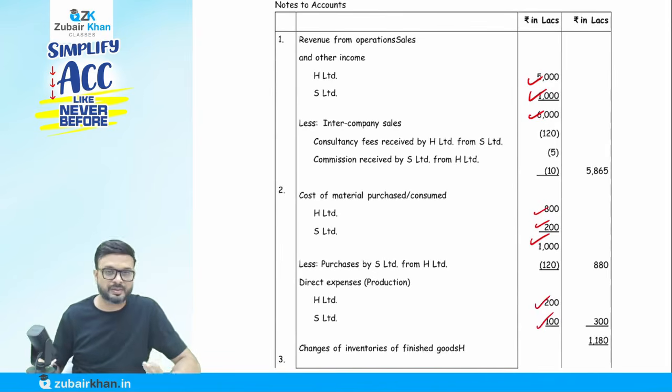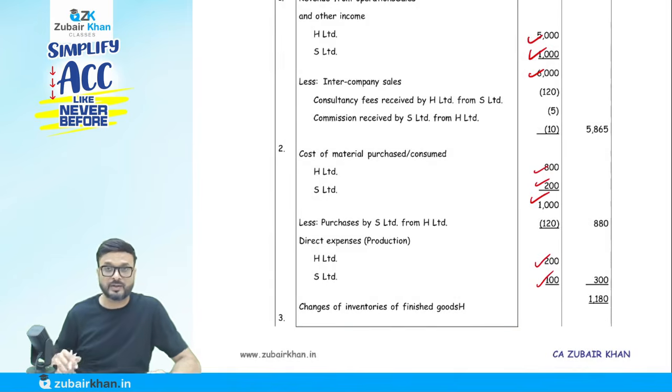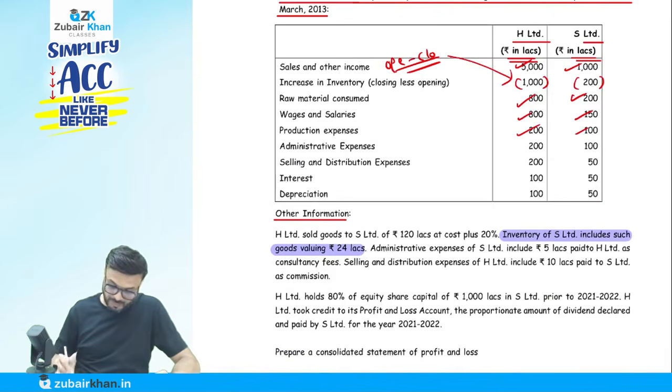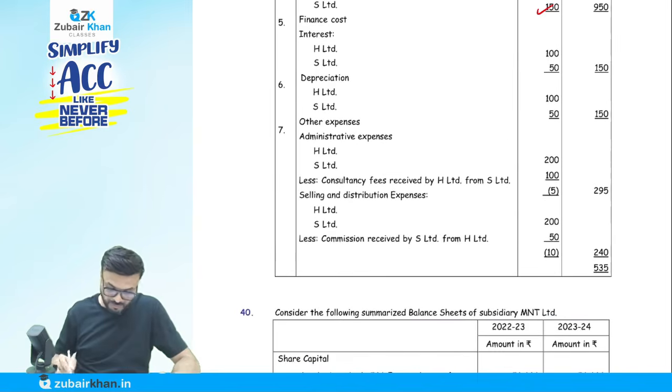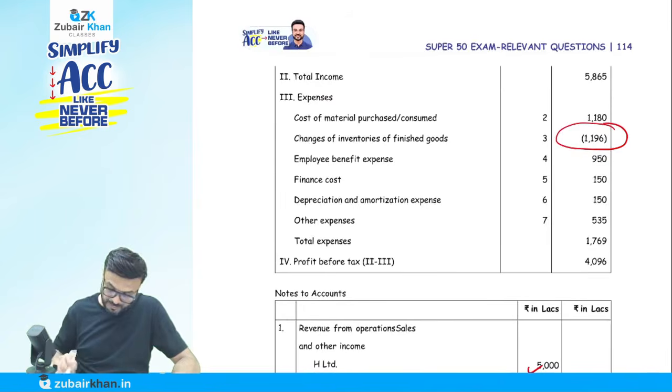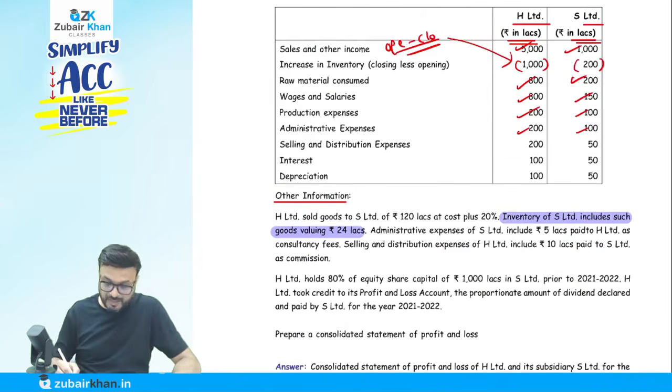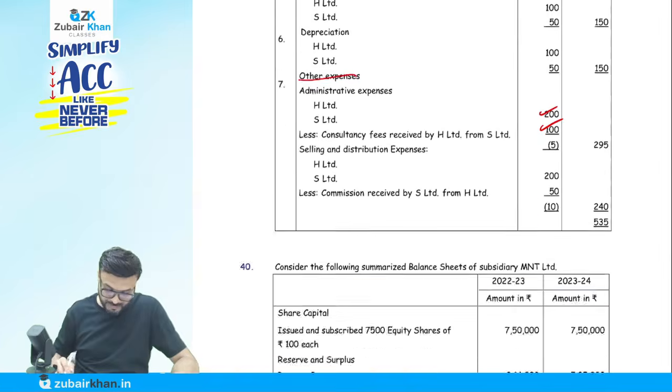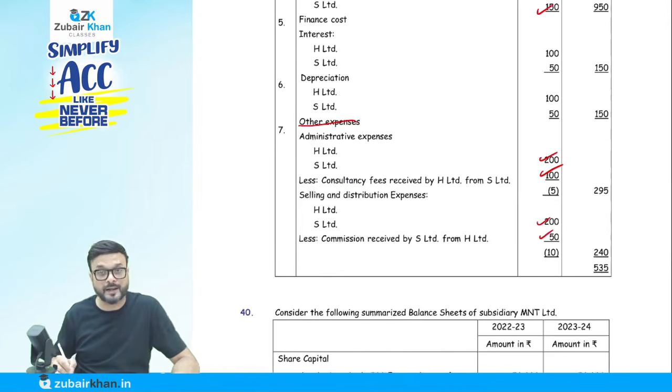That's for direct expenses. Basically, that's why they are considered cost of material, the consumed part. Okay, 200 and 100. Then we have administrative expense 200 and 100, so it will come in other expenses, 200 and 100. Okay. Then they have selling and distribution expense 250. You can write selling and distribution expense 250 here.